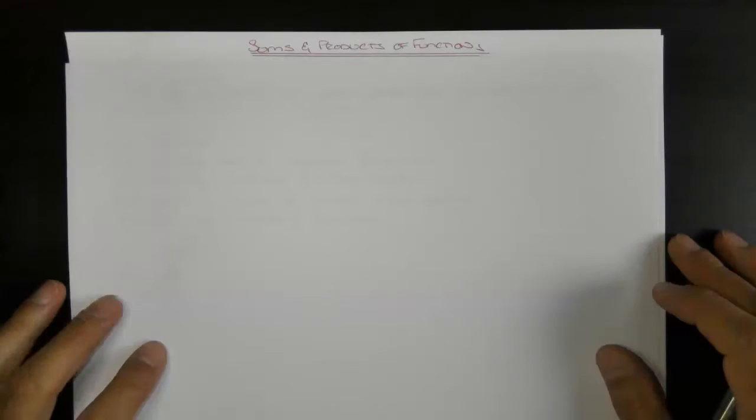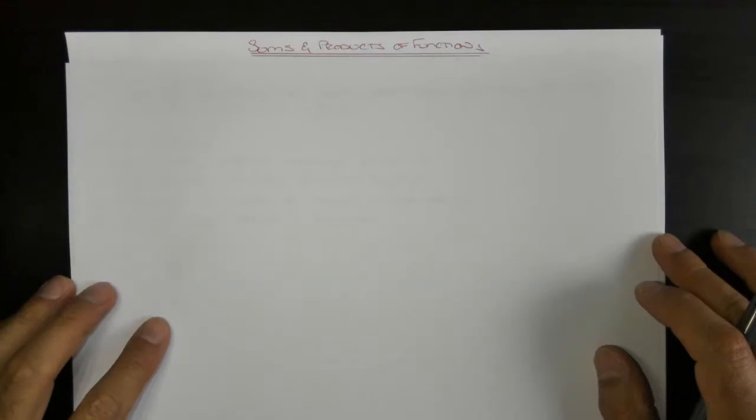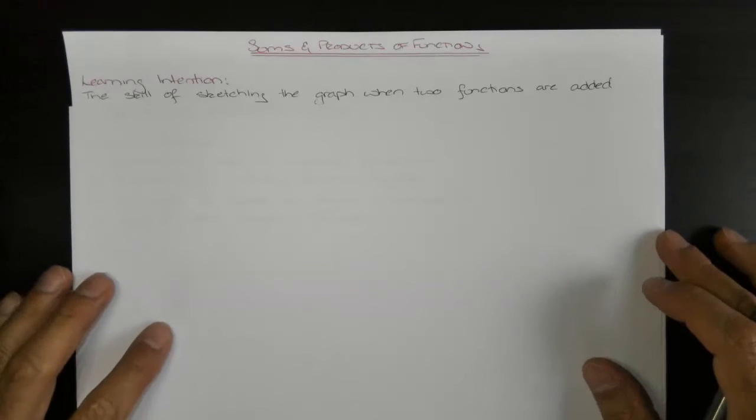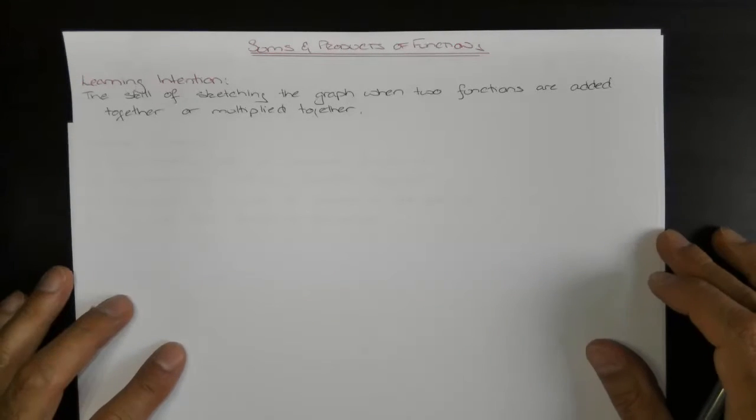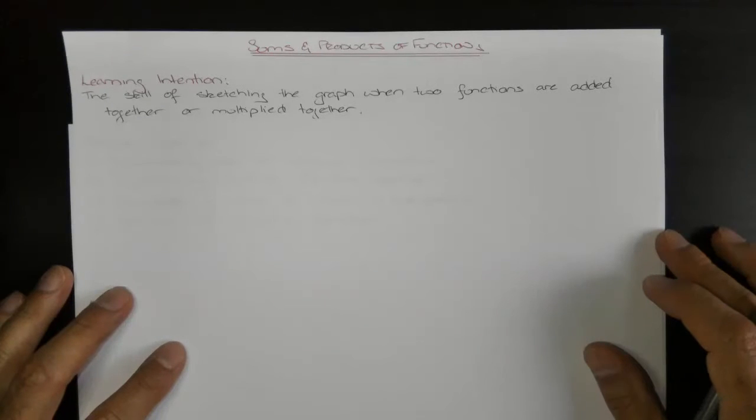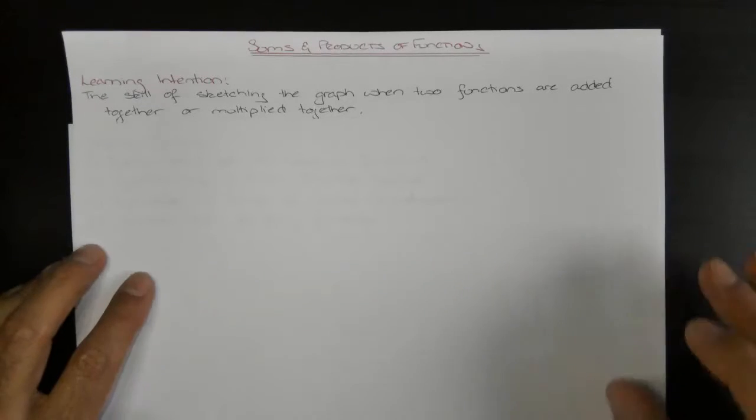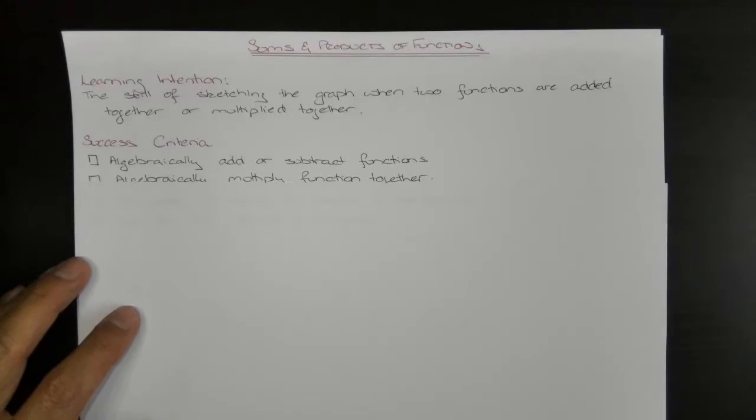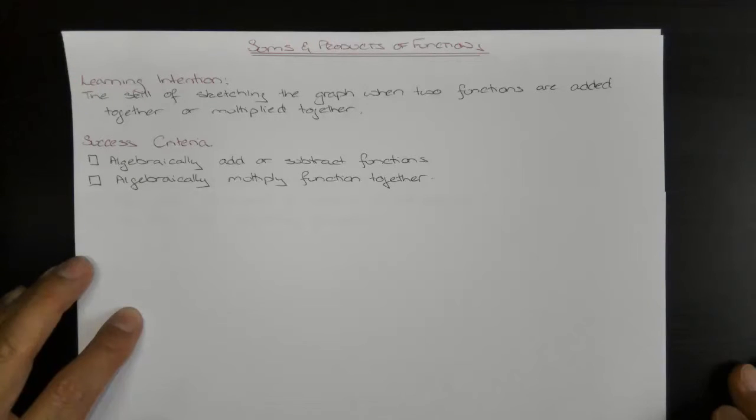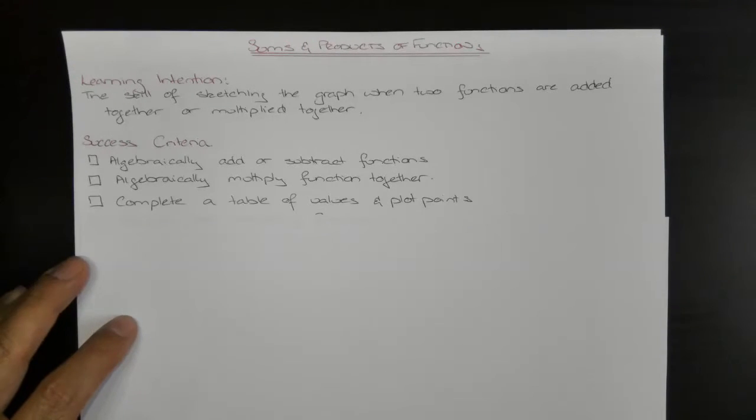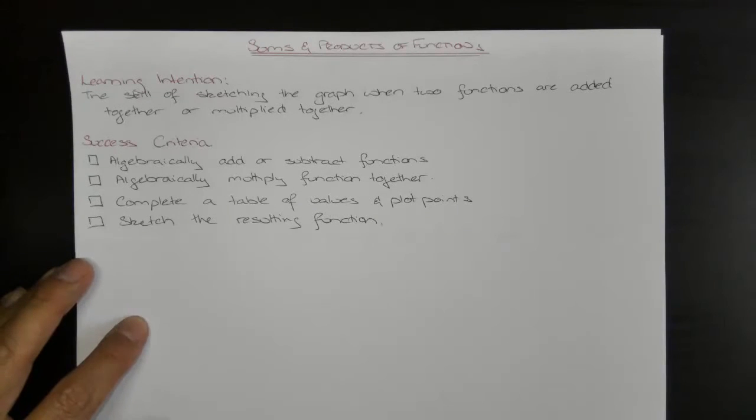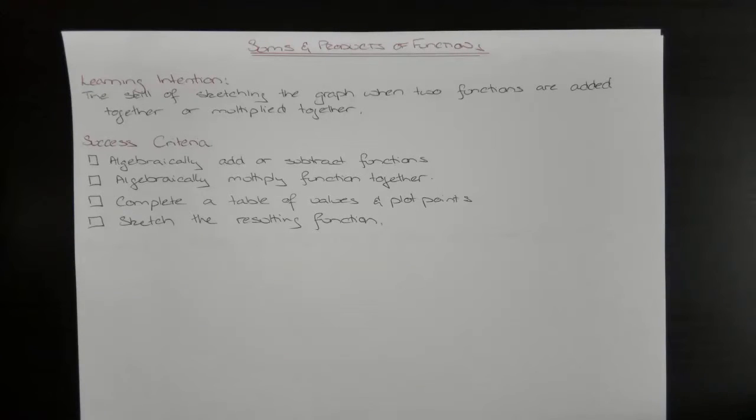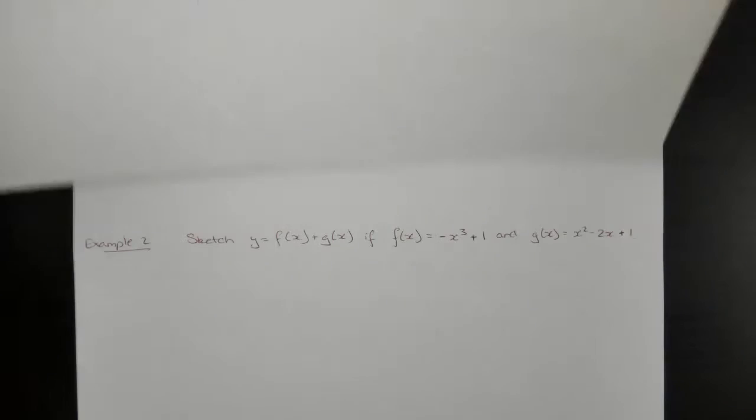Okay, today's lesson we're going to do sums and products of functions. So our learning intention is to understand the skill of sketching the graph when two functions are added together or when they're multiplied together. Some of our success criteria include being able to algebraically add or subtract functions, algebraically multiply functions together, complete a table of values and plot points as one option, and sketch the resulting function. So let's do some examples.